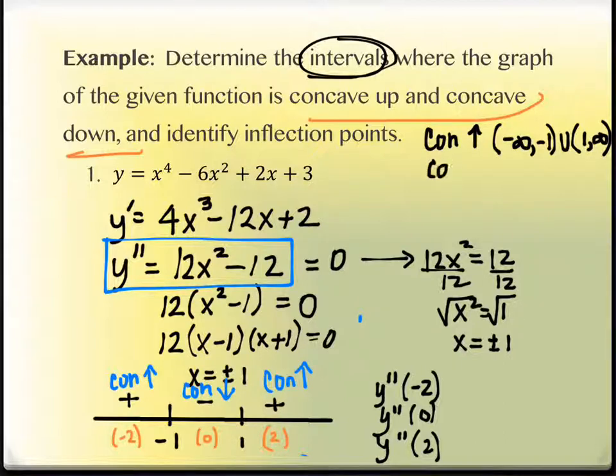Where's the graph concave down? From -1 to 1. Good. And the last thing says identify inflection points. You'll see it abbreviated a lot of times as POI, point of inflection. You can write it out, it doesn't matter, but I'm going to abbreviate it because I'm running out of space. So these are my points of inflection. I have 2 of them, don't I? I have one at x equals -1 and I have one at x equals +1, but this says inflection points. What is that telling me?